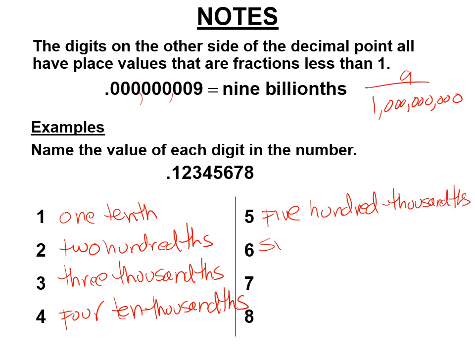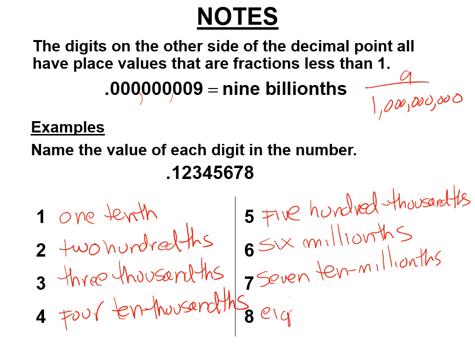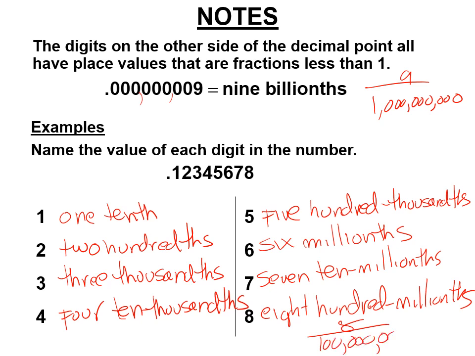The 6th, what's after 100,000? This is 6. The 6 is worth 6 over a million. 6 millionths. 7, therefore, is worth 7 over, or 7 10 millionths. Add another 0 to a million. And the 8 is worth 800, I gotta spell it right, 100 millionths. 8, this is 8 over 100 million. And then obviously next is that 9 billionths.